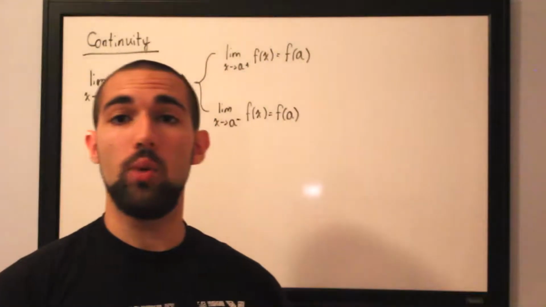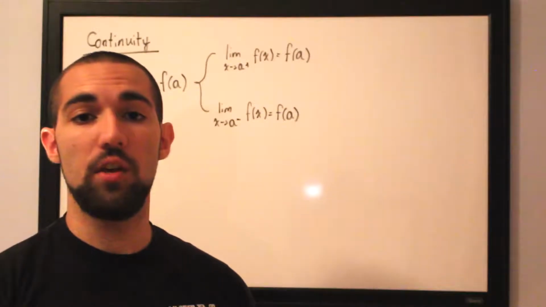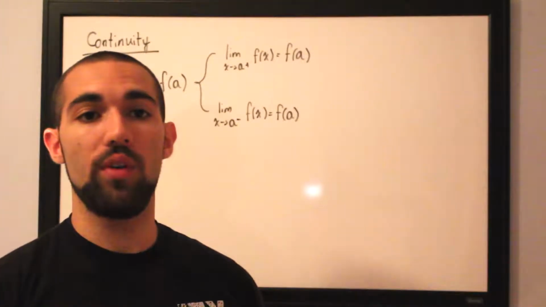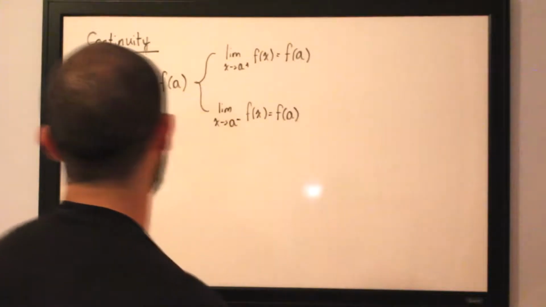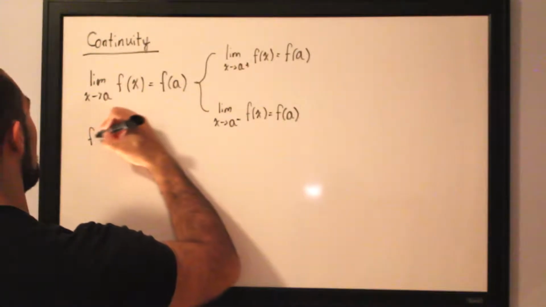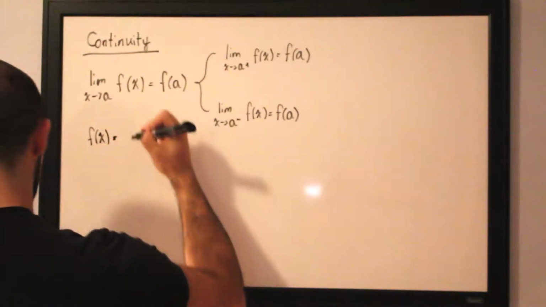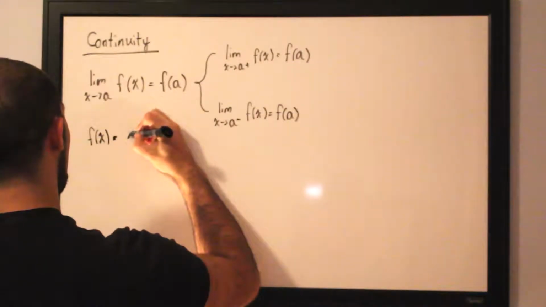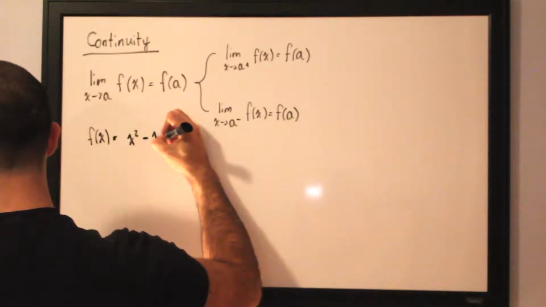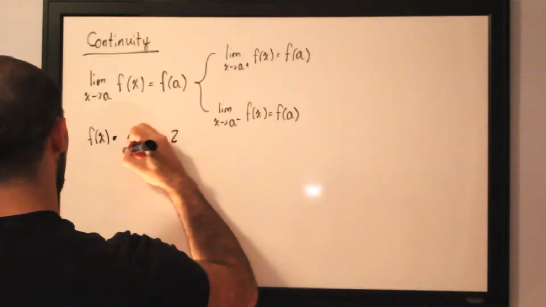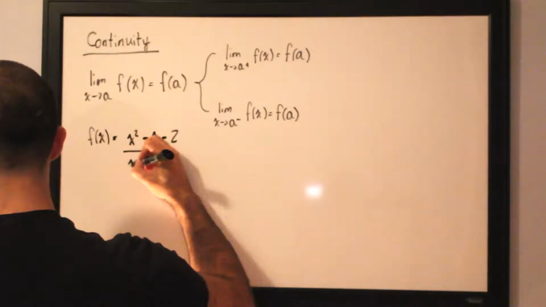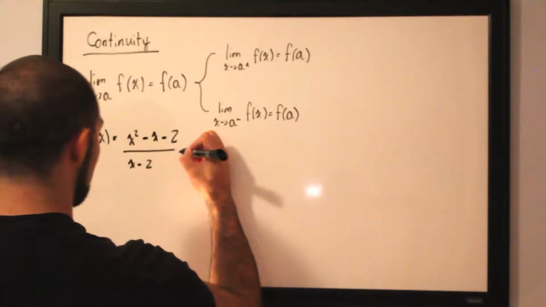So the first thing that you want to do whenever you're pointing out discontinuities in a function is look for points where that function is undefined. So consider this function right over here. f of x is going to be x squared minus x minus 2 over x minus 2.